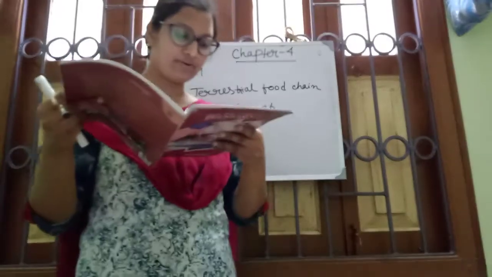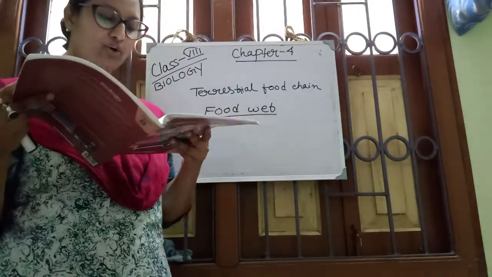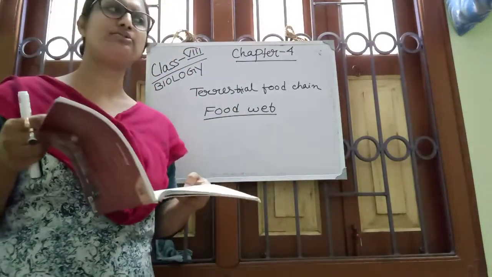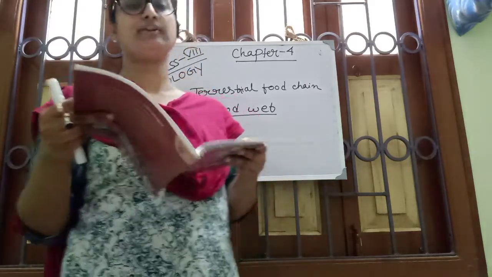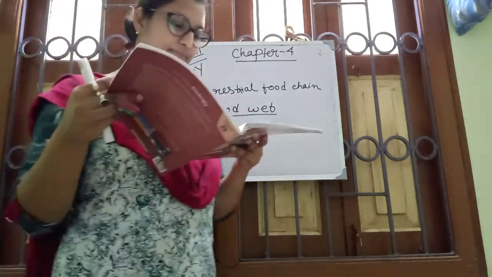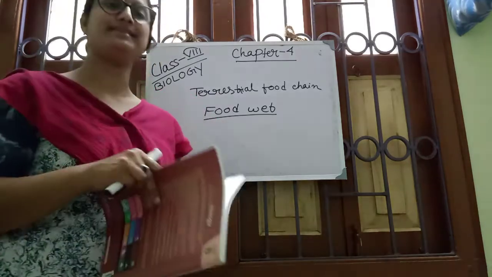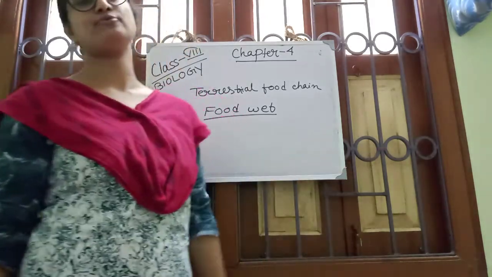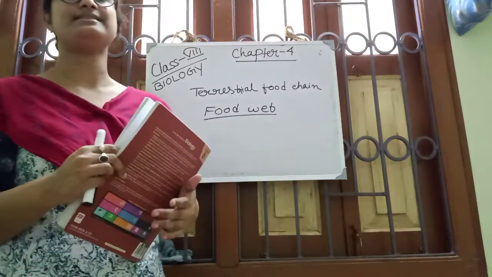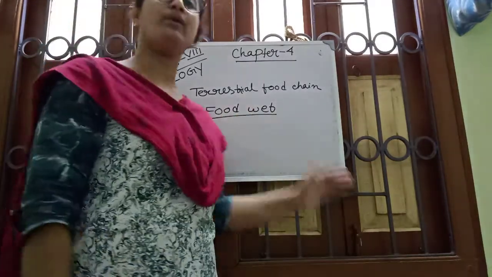A lion does not depend only on deer for its food. It can also eat many other animals such as rabbit, buffalo and birds. Many food chains are there, connected to each other. These are called the food web.